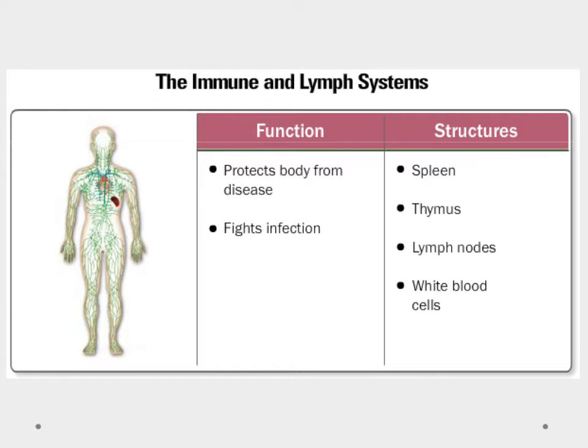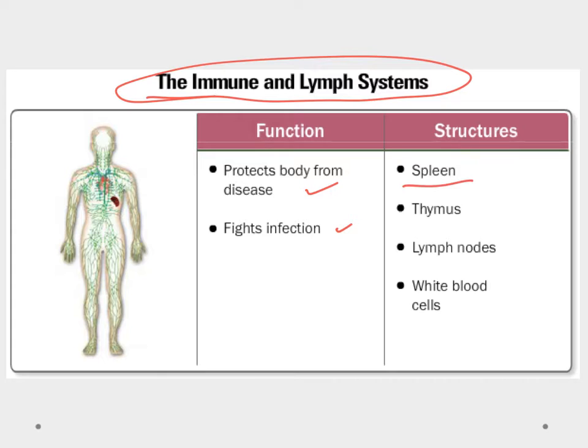So really quickly, we talked about the immune and lymph systems here. Their purposes are to protect the body from disease and to fight infection. Then the pieces and parts we wanted to make sure we knew were the spleen and the thymus, and those help manufacture these white blood cells and these lymphocytes that we see. We have the lymph nodes, which we can see in this lymph system here, and that basically transports these white blood cells throughout the body really quickly.